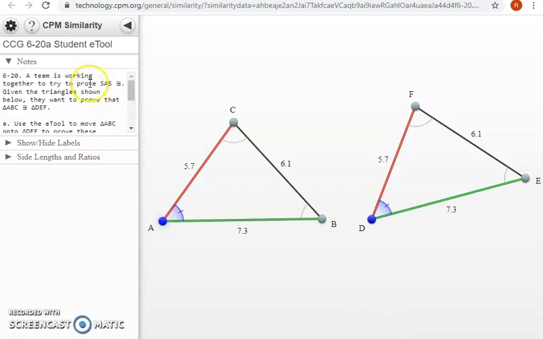So based on the problem here, they give you some information about what to do in terms of the notes. So make sure, again, you watch that video. What you're trying to prove here is that side-angle-side really works.